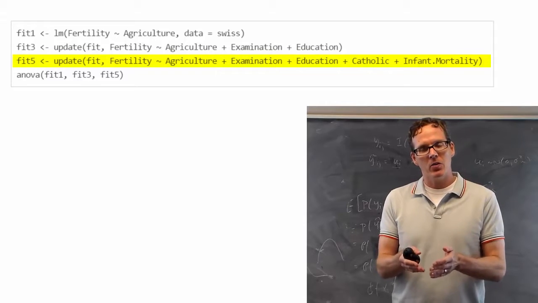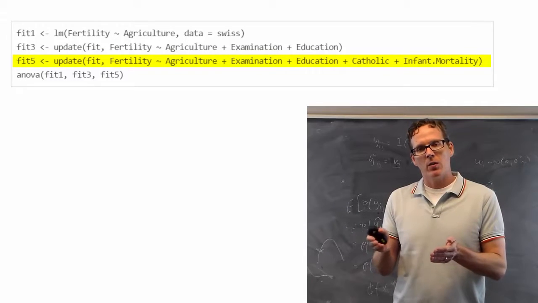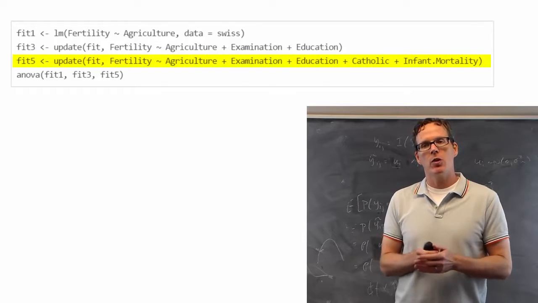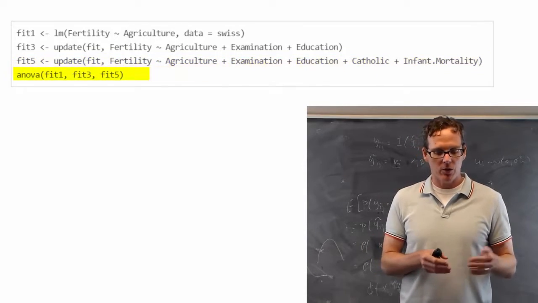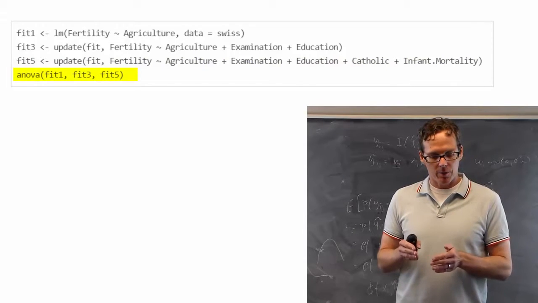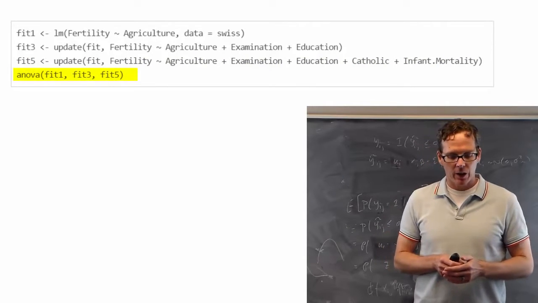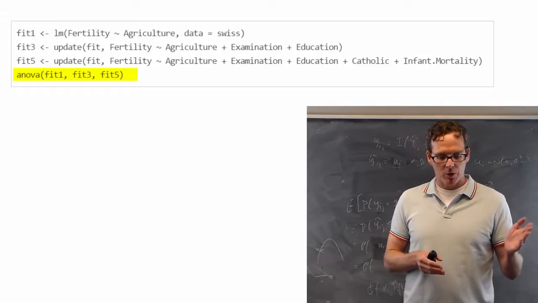The point being, in this case, you can test whether or not the inclusion of the additional set of extra terms is necessary with the ANOVA function. So I do ANOVA fit 1, fit 3, and fit 5. Okay, that's what I name them, 1, 3, 5.